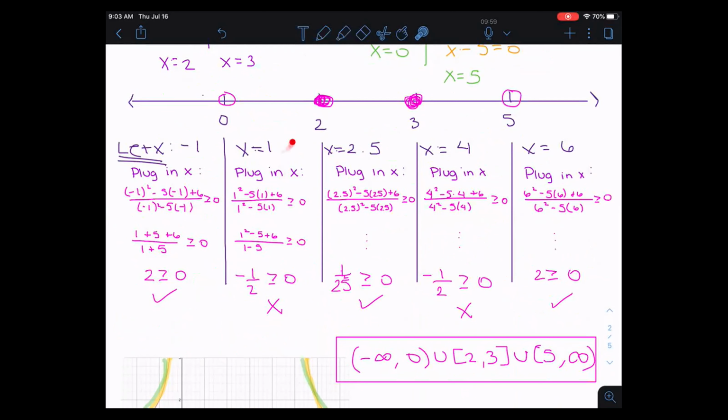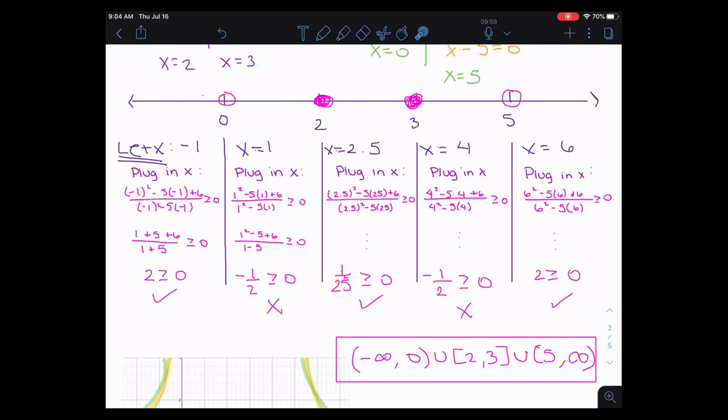Once you test each of these points, we have 1, plug that in, we get -1/2. Is a negative number greater than or equal to 0? No, so that does not work. Now we take our x value point, 2.5, plug that in, do the evaluation, simplify it a little bit, and you will get that it is equal to 1/25, and then plug it in here.